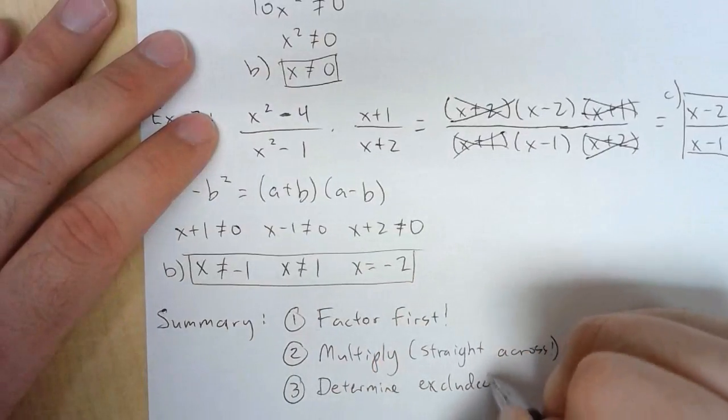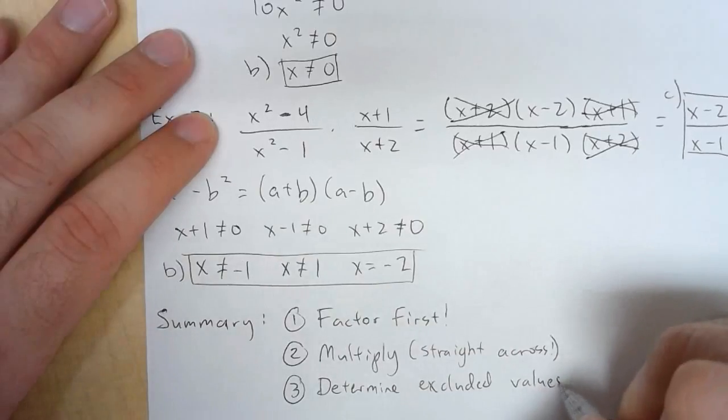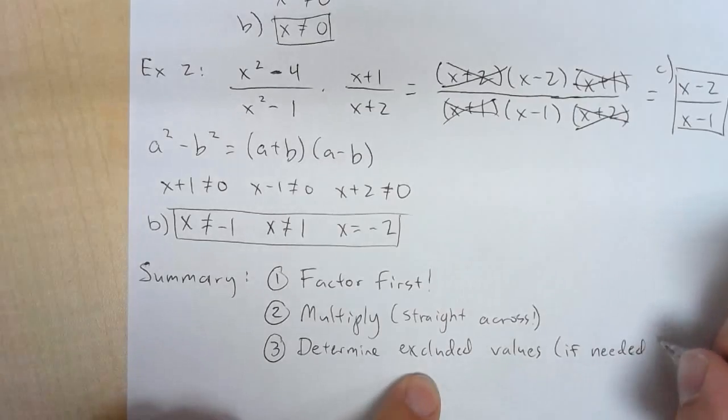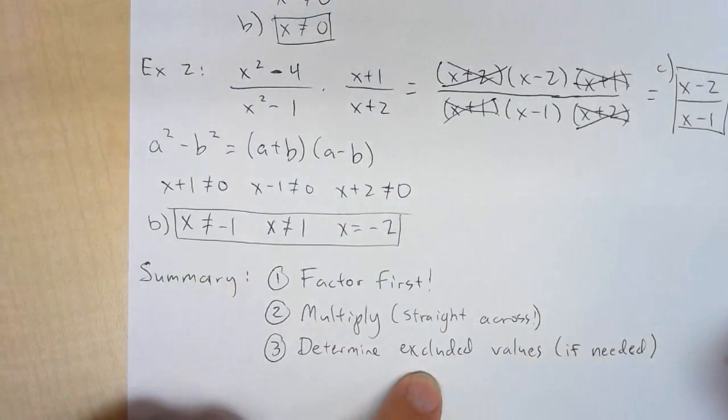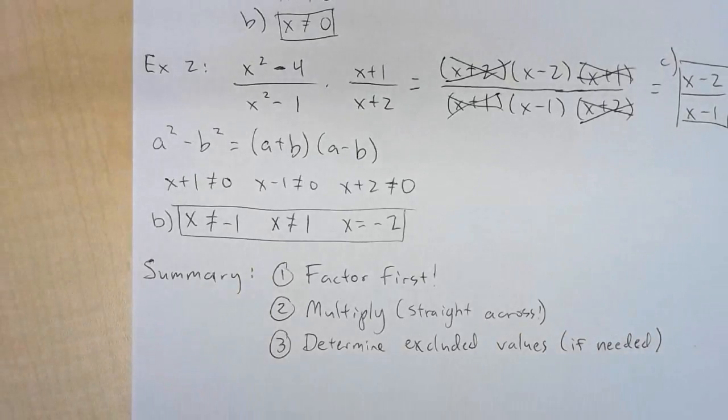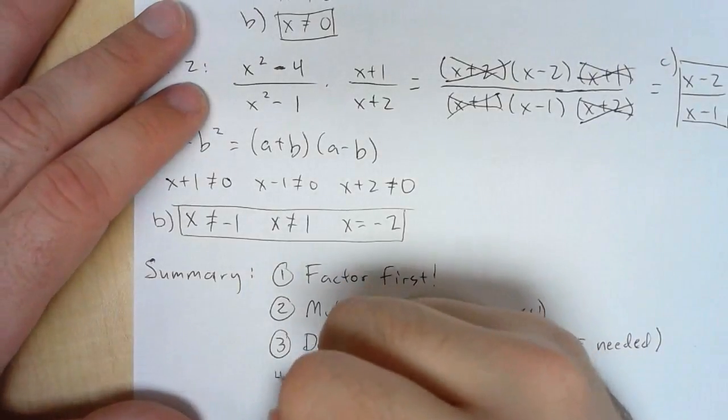excluded values. And some questions may not ask for it. So if we don't need to, let's not. And then the last part is whenever we can, simplify.